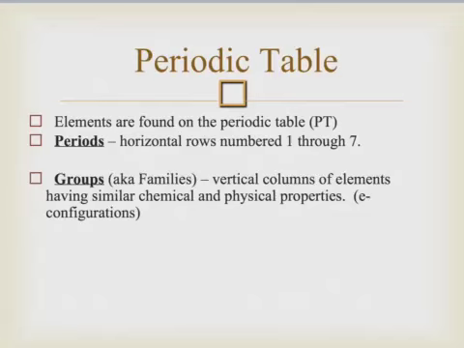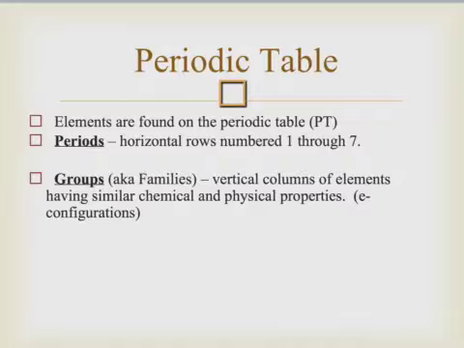This is a tutorial about the periodic table and all of its parts. The elements are found on the periodic table. I like to abbreviate it as PT. The periodic table has columns going up and down, and it has rows going left and right. The rows that go left and right are horizontal. They're called periods. You can also call them rows.